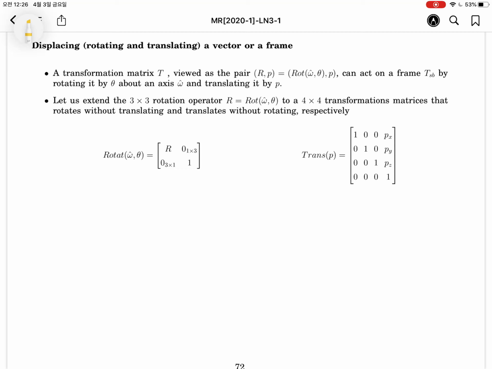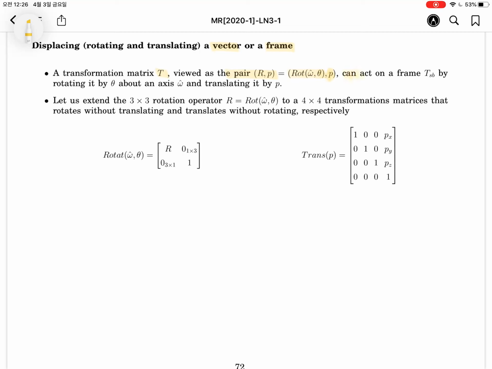The third property is that the transformation matrix can be used to displace a vector and a frame. Okay, the transformation matrix is viewed as a pair of R and P. Okay, in order to emphasize the R matrix as an operator, we can write down Rot with omega axis, theta angle, and then P translation.